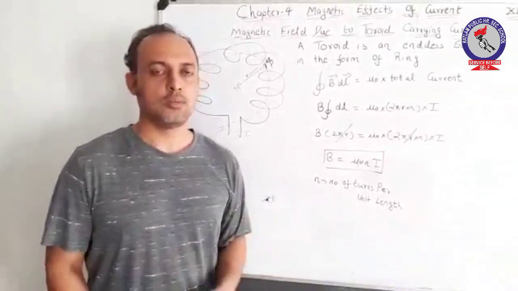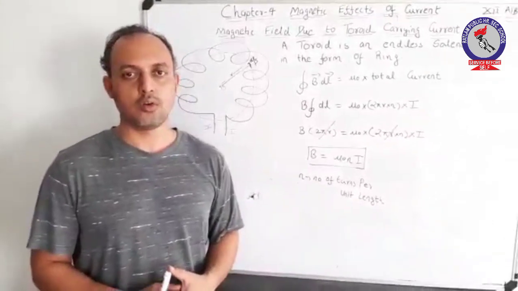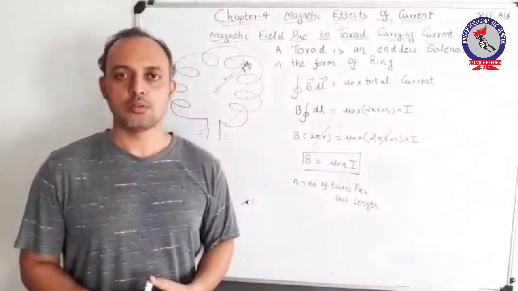So this was the basic concept of the field due to a toroid. I hope you have understood this concept well.